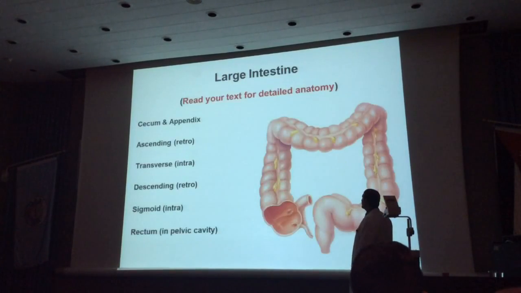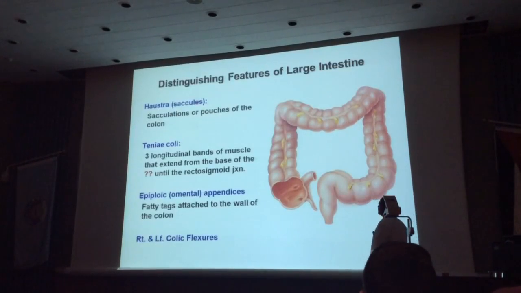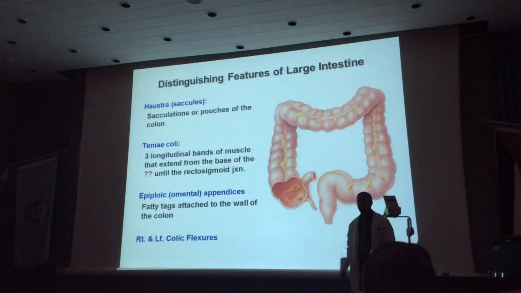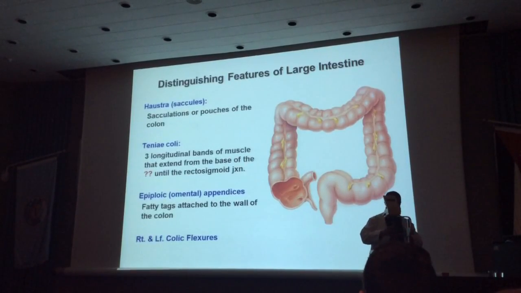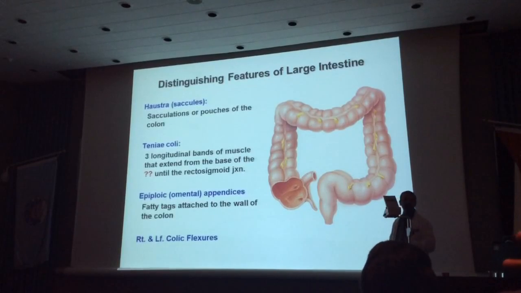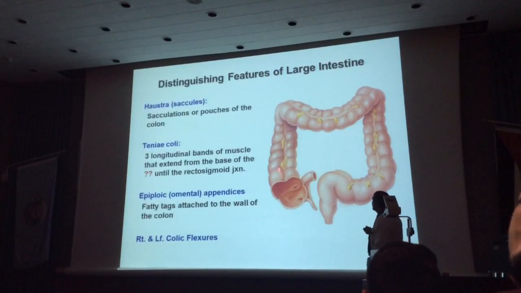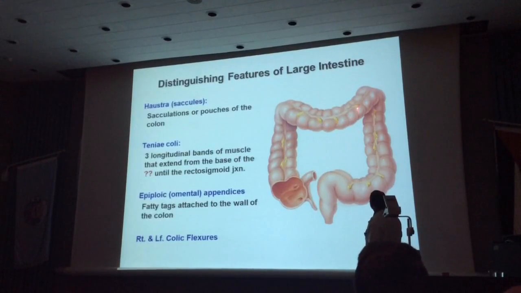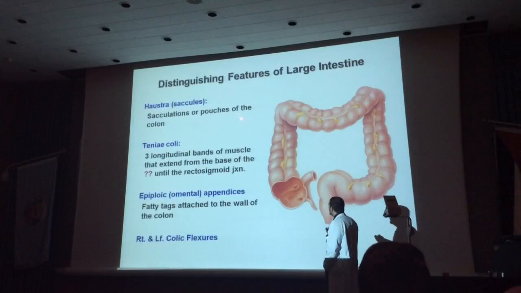Okay, the Peyer's patches. The large intestine we discussed. Distinguishing features: how do you distinguish the large intestine from the small intestine, especially if the small intestine is enlarged? If there is no food in the small intestine, it can reach the size of an empty large intestine. However, there are 3 main features. The first is the haustra, or sacculations, these pouches. This is an indication of a large intestine. Those are circular pouches.